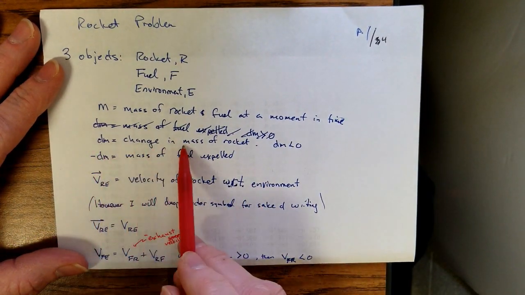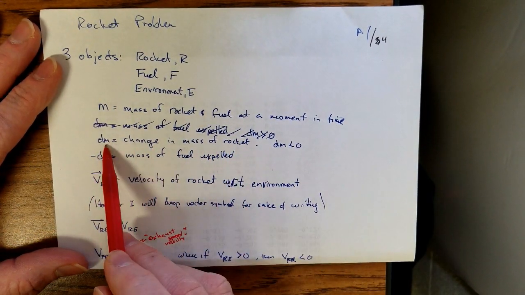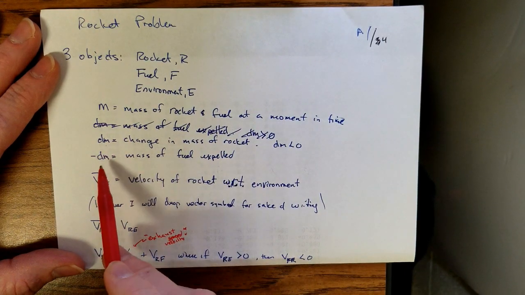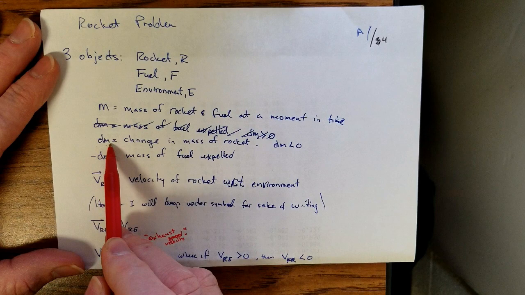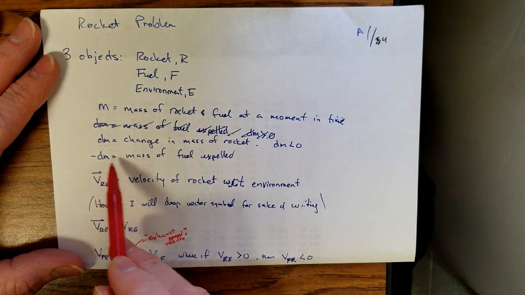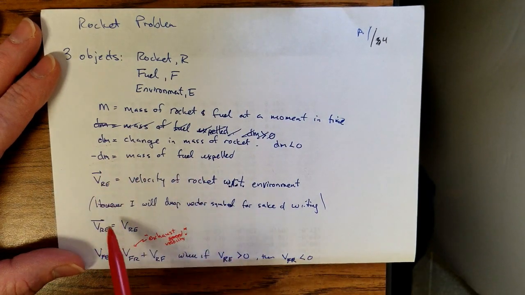So dm is a change in the mass of the rocket. It would be a negative number because as the rocket burns fuel, the rocket does get less massive. And therefore, since that is the change in mass of the rocket, well, since that's coming from change in fuel, we have a negative dm here. That's the mass of the fuel expelled.